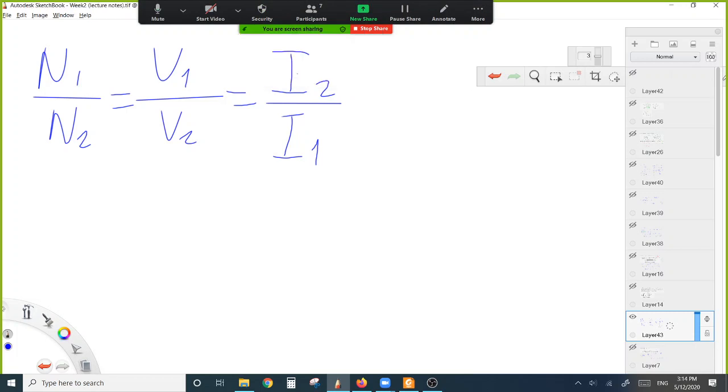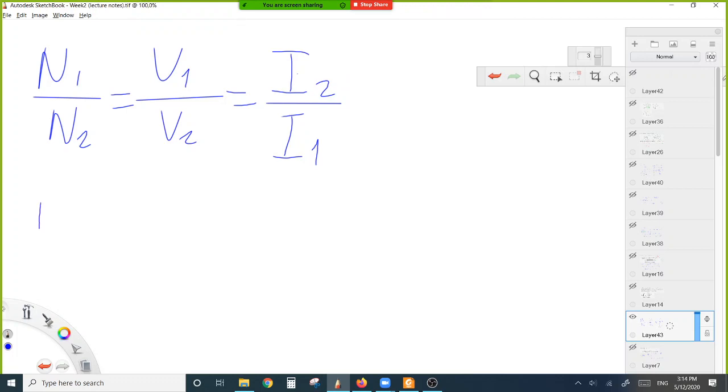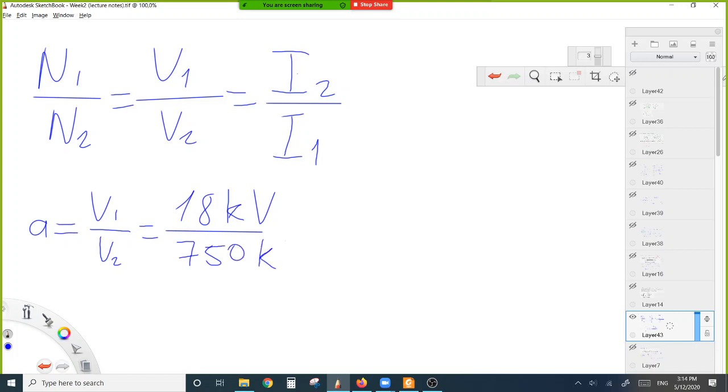So, okay, V1 over V2. The turn ratio A is equal to, we said, V1 over V2, which is 18 kilovolt over 750 kilovolt, which is equal to 18 over 750, which is 0.024. This is our turn ratio. Okay.